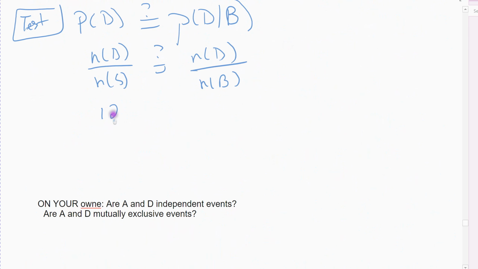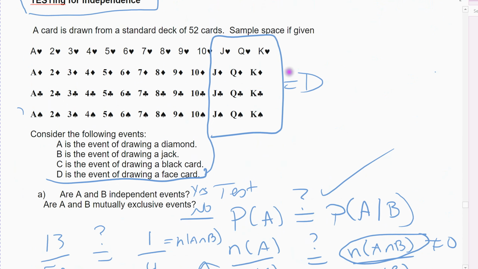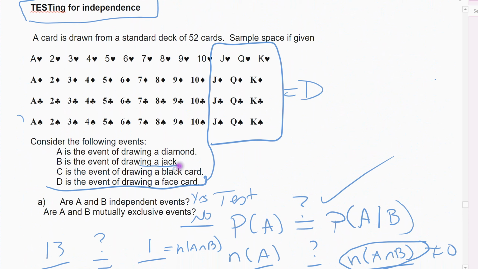Alright, so there are 12 possibilities out of 52 to get a face card. Is that the same as the outcome if I have B given D? Alright, so B, I've got to go remember what B is. B is the event of drawing a jack.